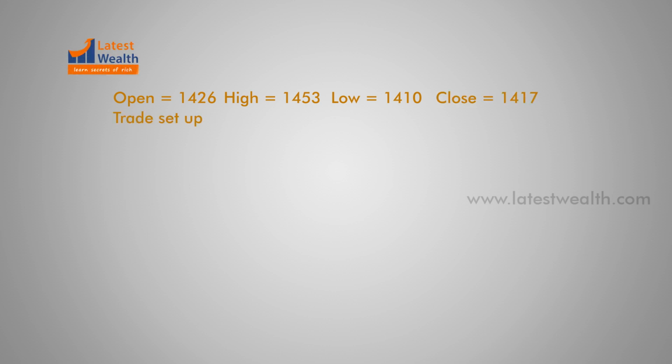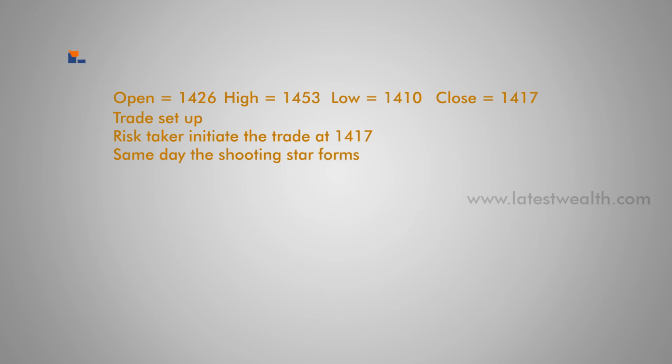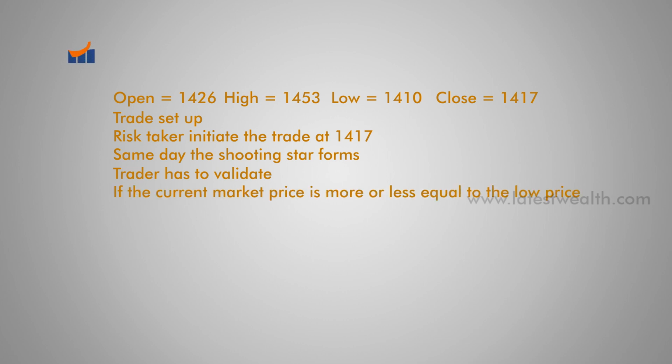The risk taker will initiate the trade at 1417, on the same day the shooting star forms. The risk taker initiates the trade the same day after ensuring that the day has formed a shooting star. To validate this trade, the current market price should be more or less equal to the low price, and the length of the upper shadow should be at least twice the length of the body.